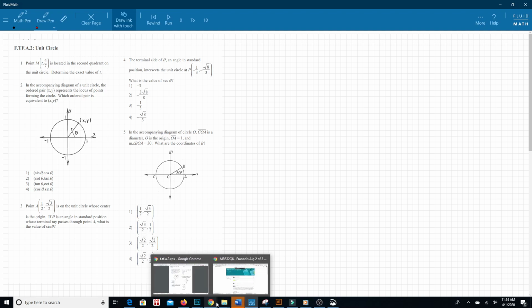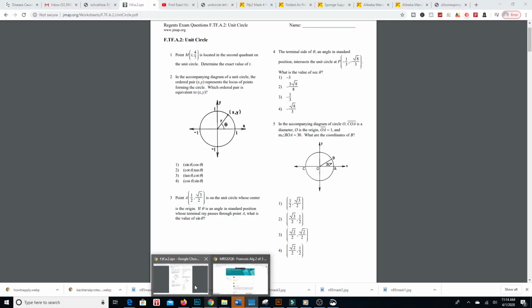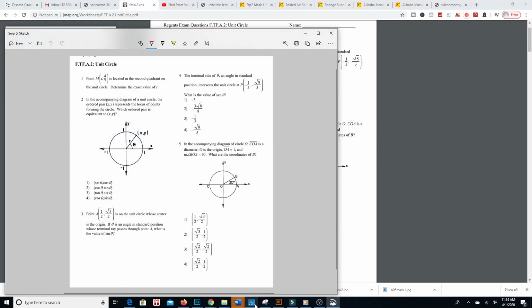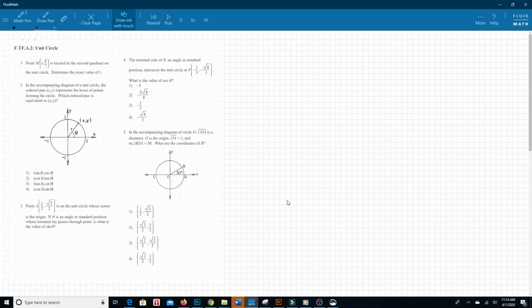Alright guys, so we're live right now. Oh, sorry. Look at this worksheet right now. So sorry about that. Okay. This relies on a unit circle. I was just trying to be able to fit both of these.